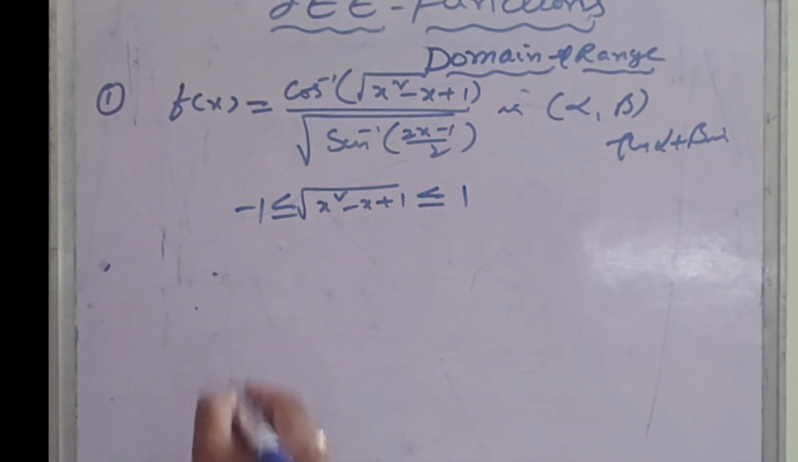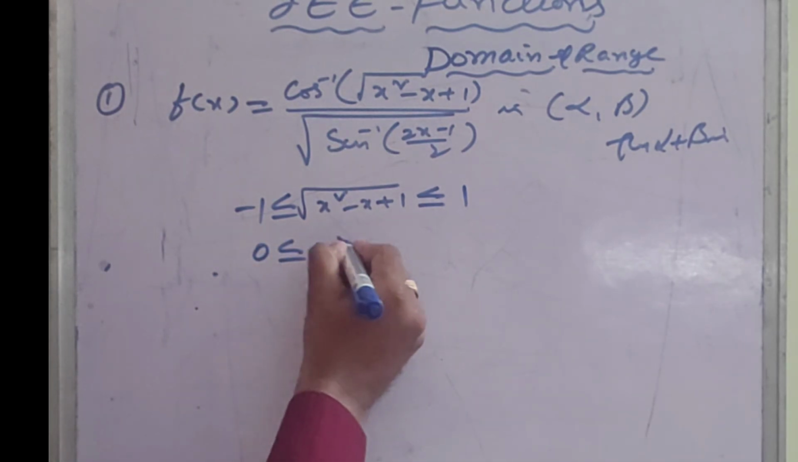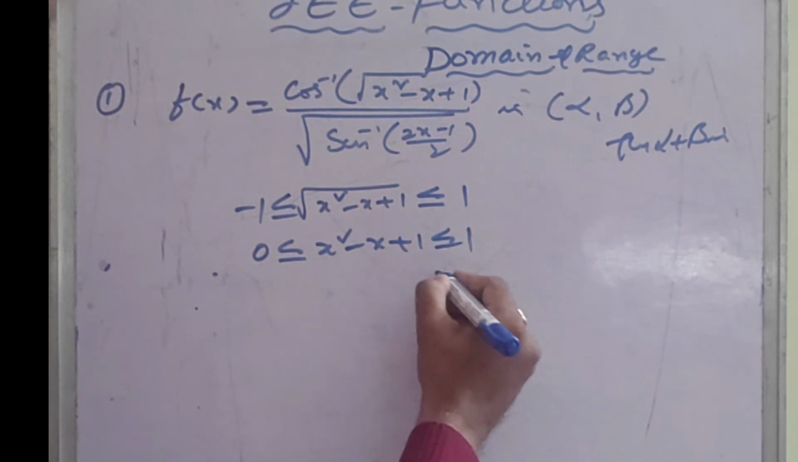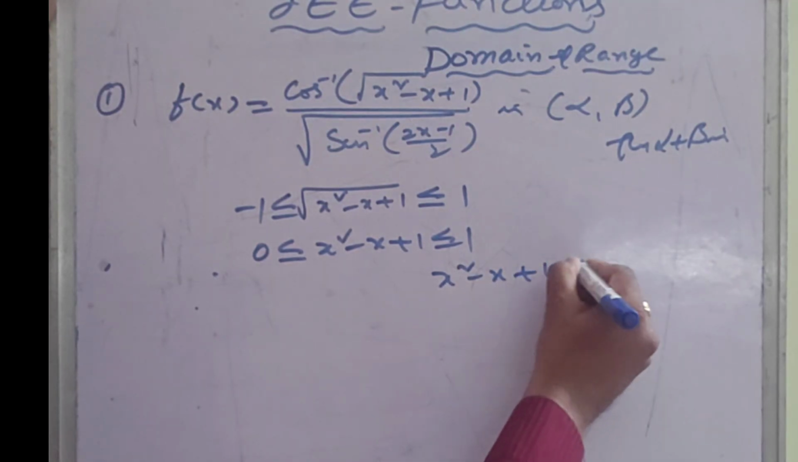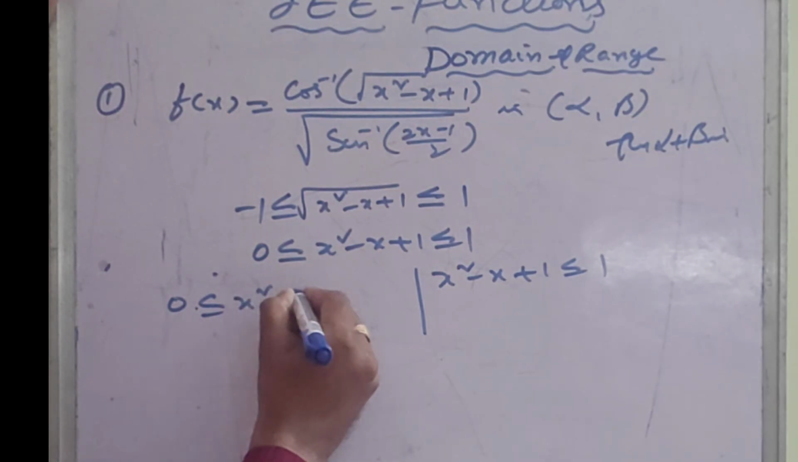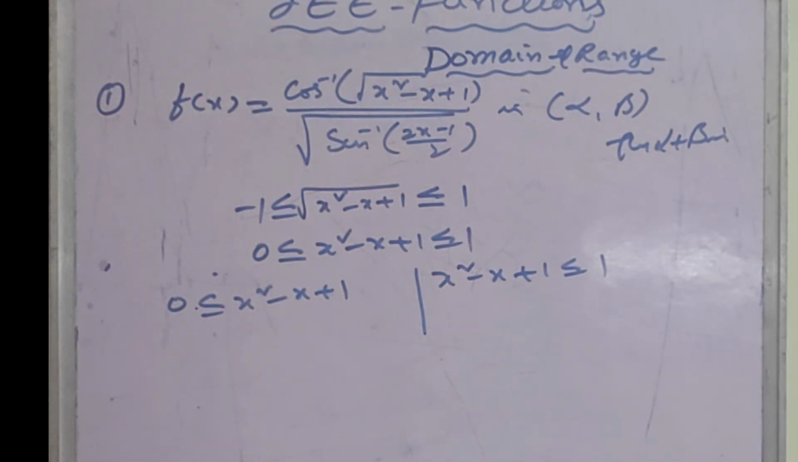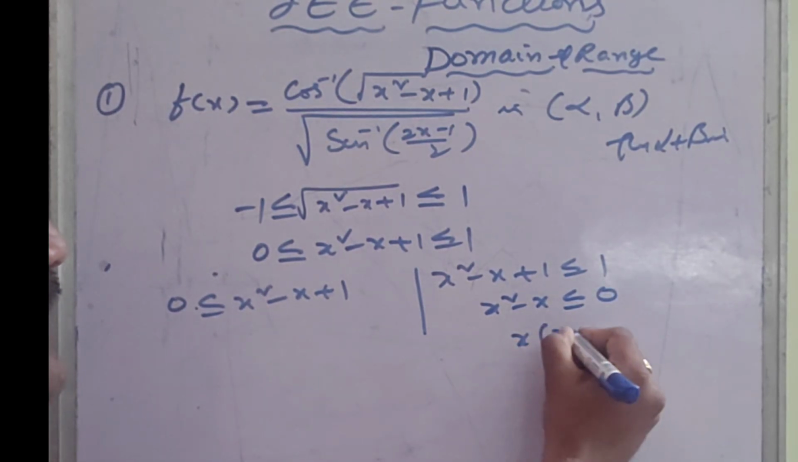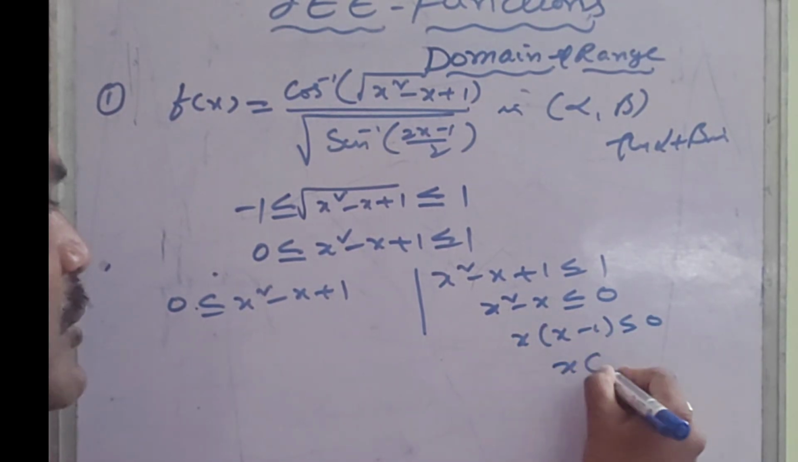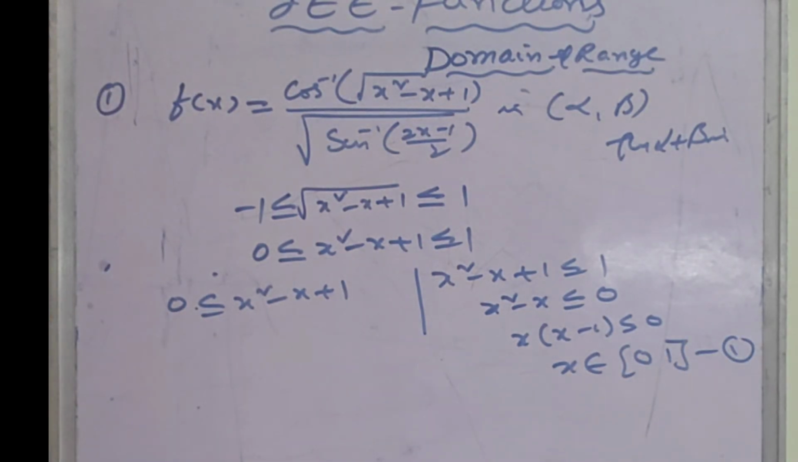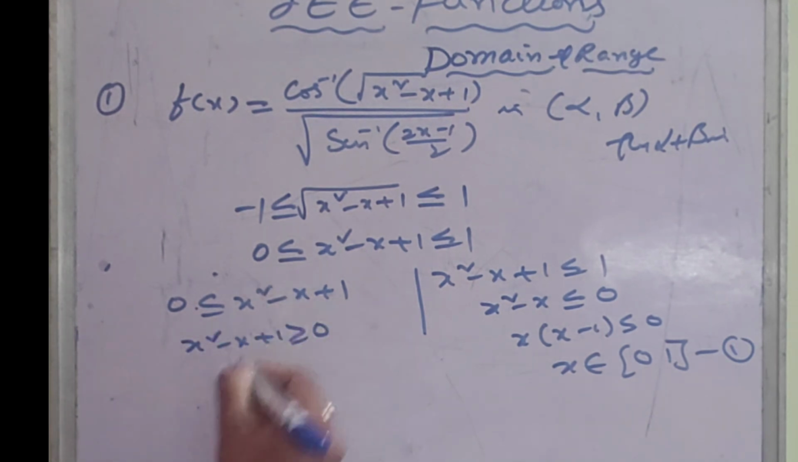So here squaring on both sides, 0 ≤ x² - x + 1 ≤ 1. So there are two cases: x² - x + 1 ≤ 1, and 0 ≤ x² - x + 1. Now x² - x ≤ 0. Now x is common, so x(x - 1) ≤ 0, x belongs to [0, 1]. So equation 1.